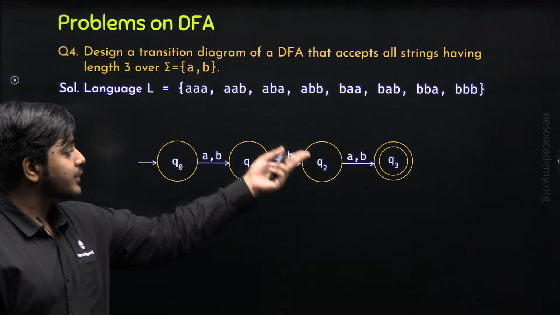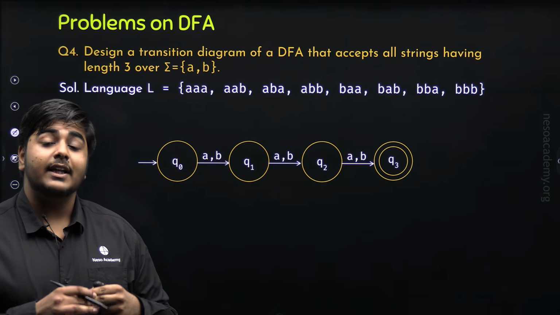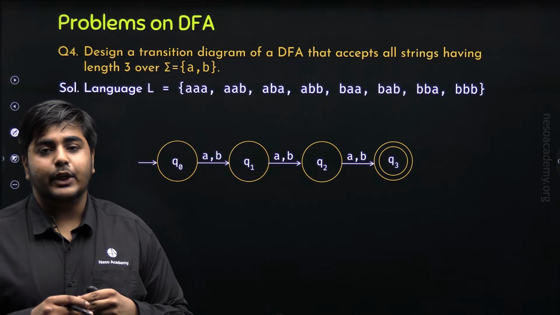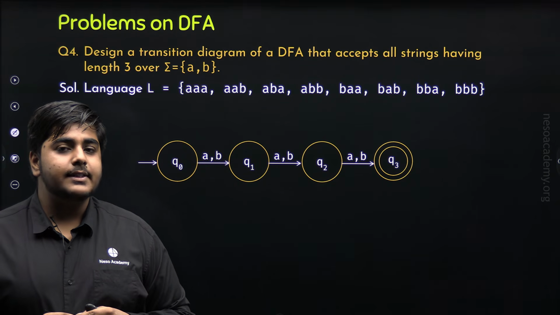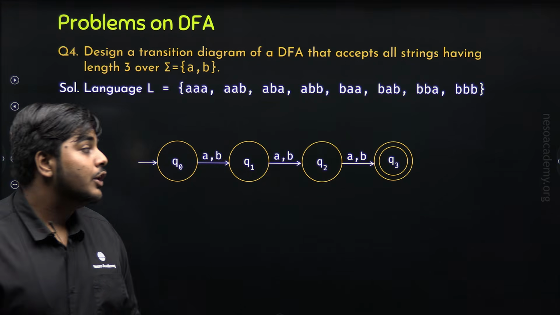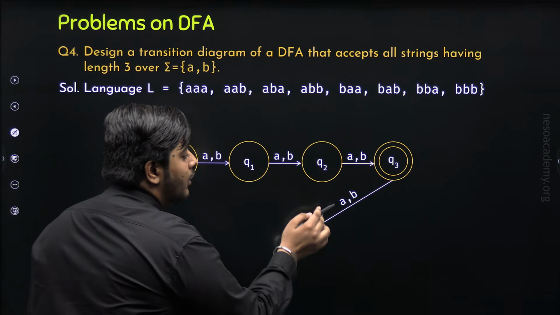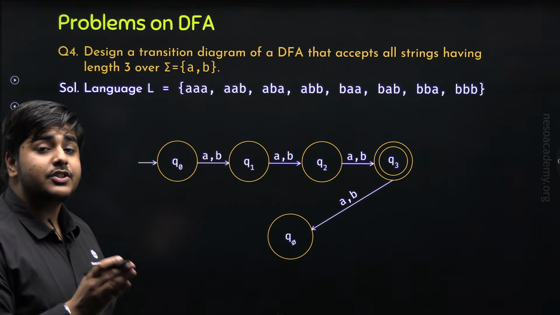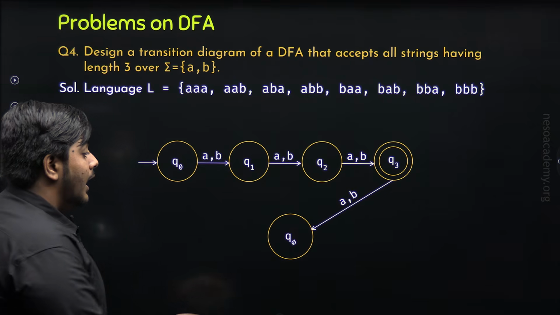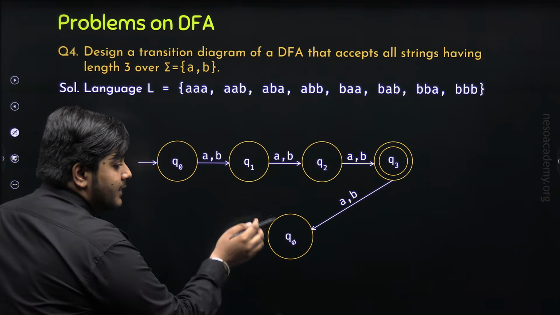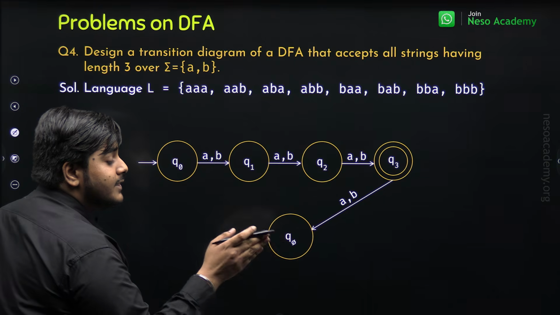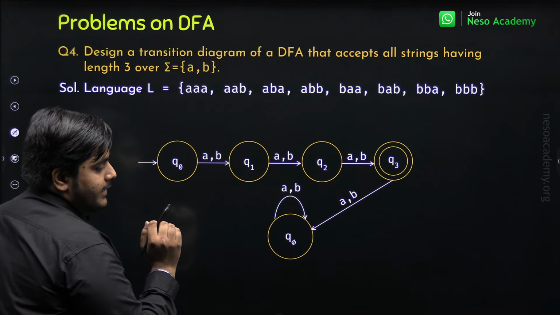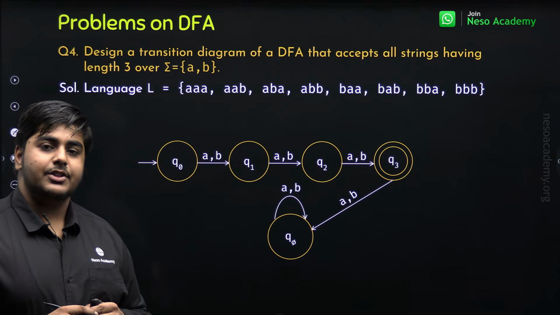So these 3 states will reject the strings having length less than 3, and this state will accept the strings having length equal to 3. But what about the strings having length greater than 3? So if I read one more symbol from A and B, I will reach the dead state because now the length of the string is greater than 3. And at the dead state, if I get any other symbol, the length of the string will still be more than 3. So I will remain at the same state, which is the dead state. So this was our transition diagram.